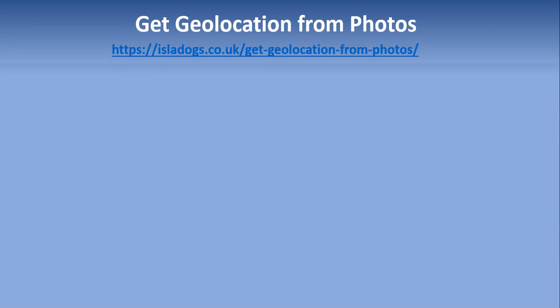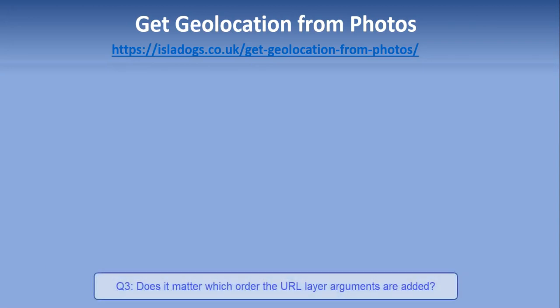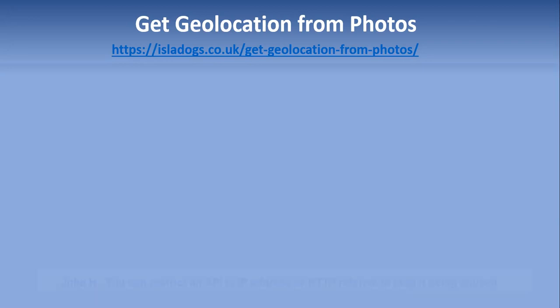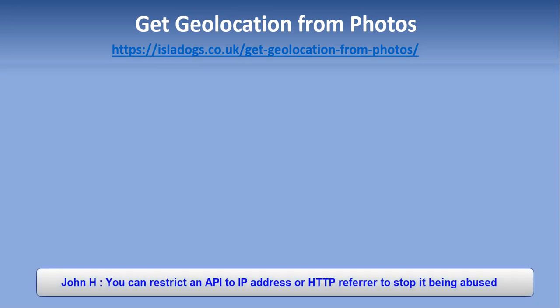I thought ahead. And yeah, just look at, and is the order in which you add layers important? No, although I always put the key at the end. Anything can be done in any order whatsoever. It doesn't make the slightest difference. You can restrict an API to an IP address or HTTP referrer. Yes, you can do that as well.